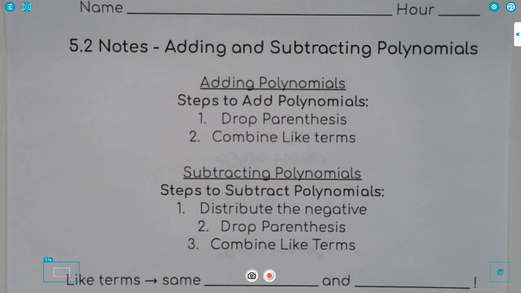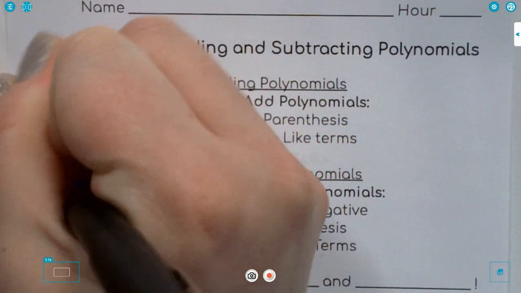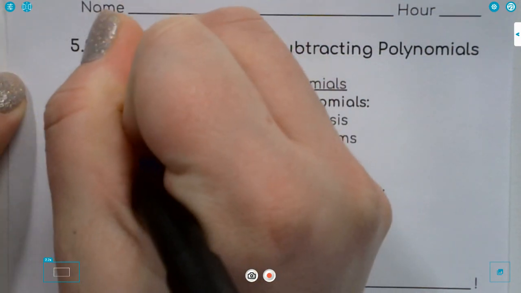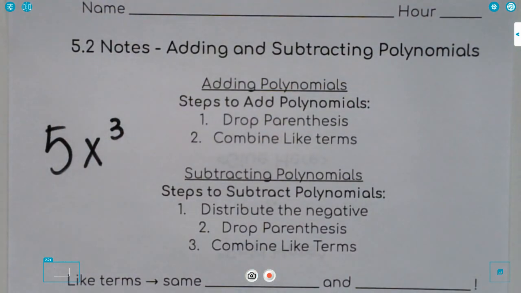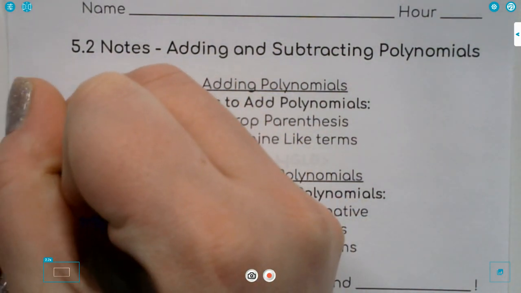So I would like for you guys to write down 5x to the third. And write it kind of big because we're going to label what each of those things are. But don't write it so big you don't have space to label it. Okay. In this term, so this is one term, this is a monomial. In this term, the 5 is our coefficient.